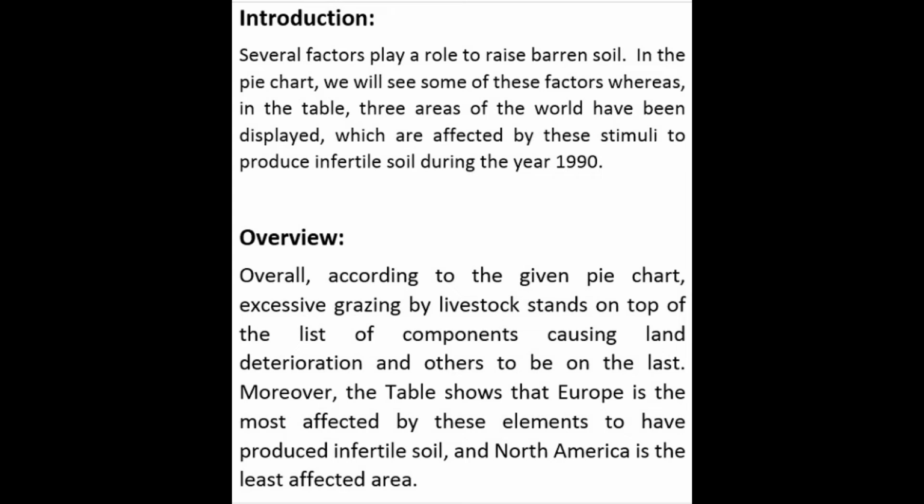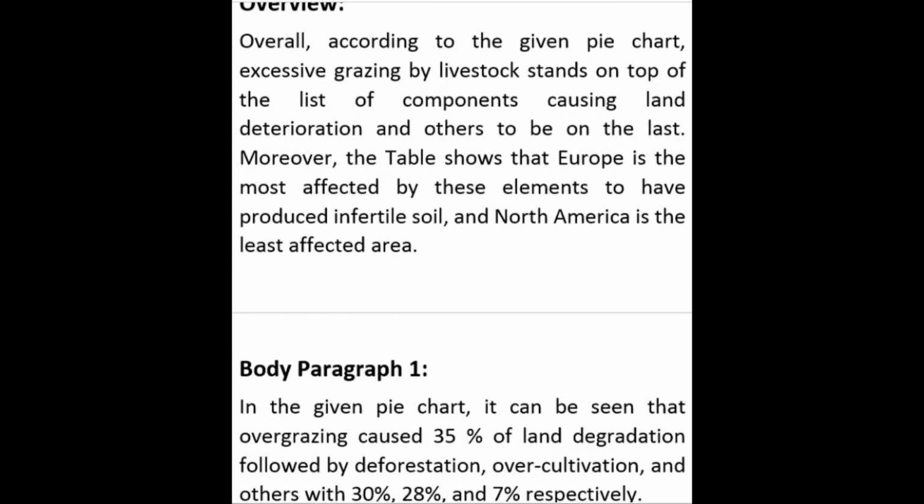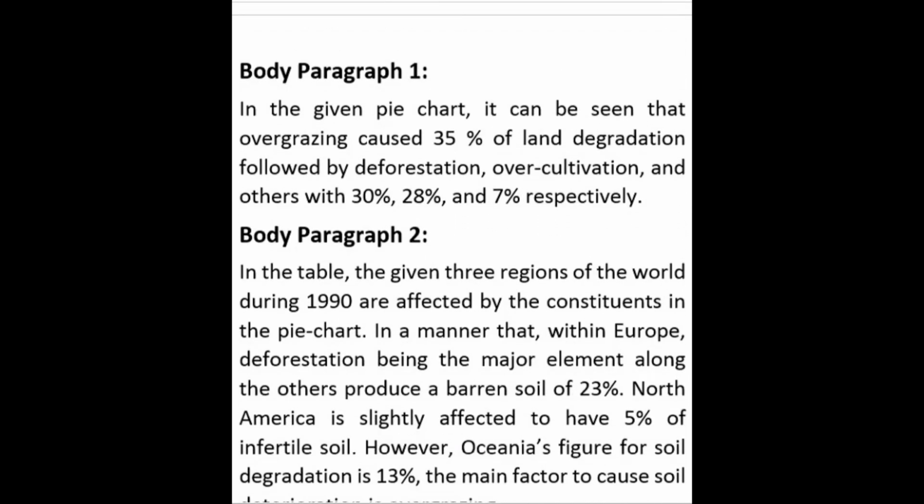Starting with the overall word, used synonyms and linking word, and compound sentence ending the paragraph. Okay, so that's how the overview paragraph is going to be. And one more thing, we will discuss our lexical resource after going through the content of these paragraphs.